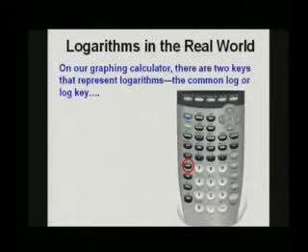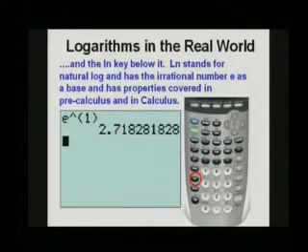Now, in our graphing calculator, there are 2 keys that represent logarithms. The common log, or log key, highlighted here, and below it, the ln key. The ln stands for natural log and has the irrational number e as a base and has properties that will be covered in pre-calculus and in calculus courses.